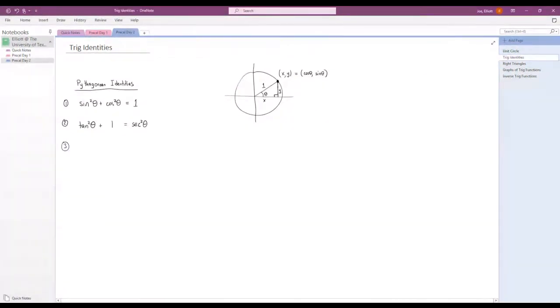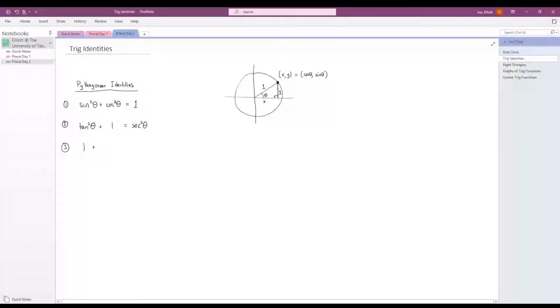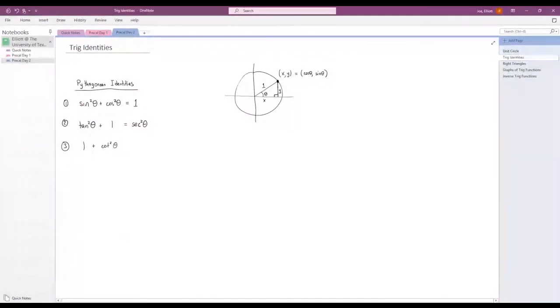The third one is if you divide everything by sine squared, as opposed to dividing everything by cosine squared. If you divide by sine squared everywhere, you're going to get 1. Cosine over sine is cotangent. And then 1 over sine gives you cosecant on this side.